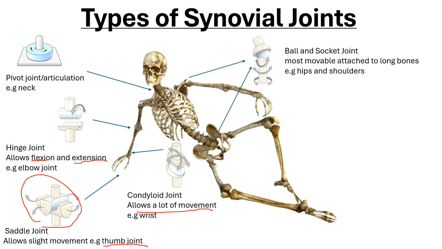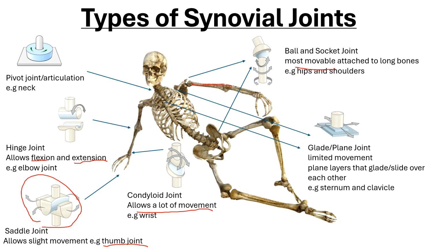Then we have the actual ball and socket joint, which is the most movable in the body and is attached to long bones such as the humerus. An example of this would be the hips or the shoulders, because as we know, they can turn in many different directions, so they are very movable. And lastly, we have the glide or plane joint that has limited movements, and it is composed of plane layers that will glide or slide over each other. So examples of this would be the sternum, and so the sternum is here, and the clavicles, and that would be the 6 types of synovial joints.